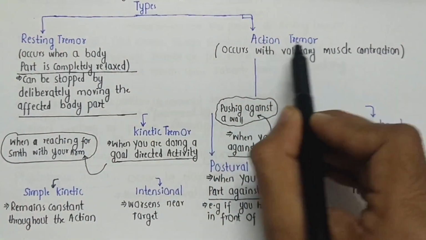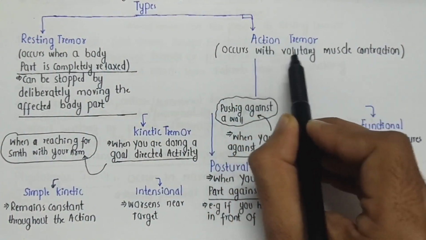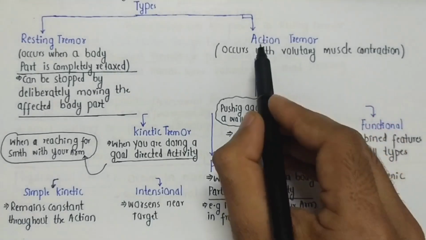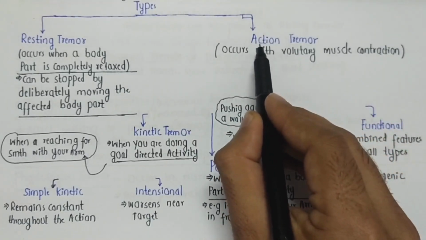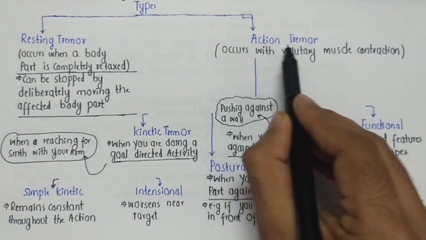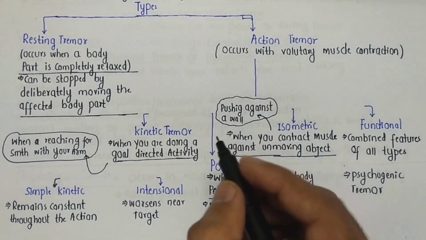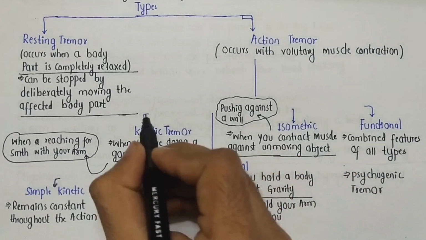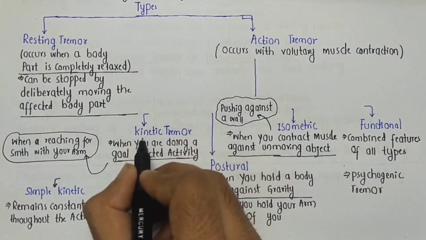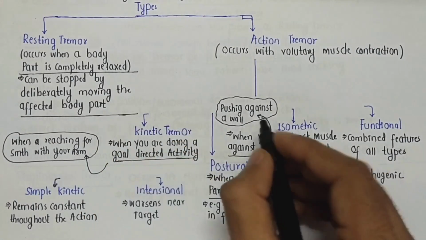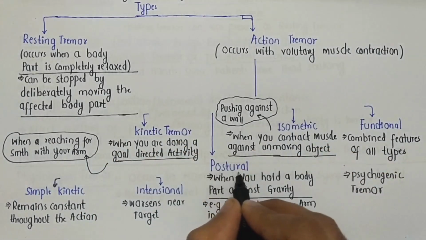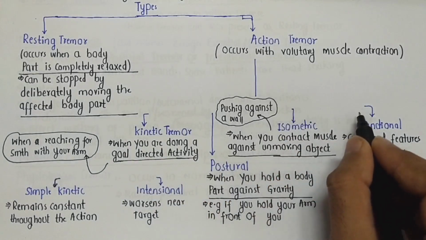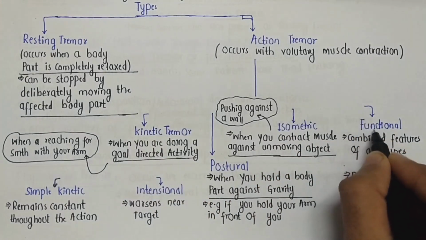The action tremors occur with voluntary body movements, voluntary muscle contraction. And we have a few different types of action tremors. The first type is kinetic tremor. The second type is postural tremor. The third type is isometric tremor. And the last type is functional tremor.